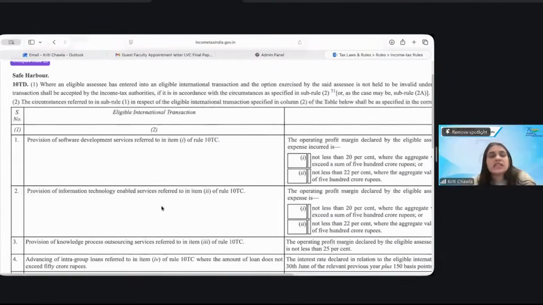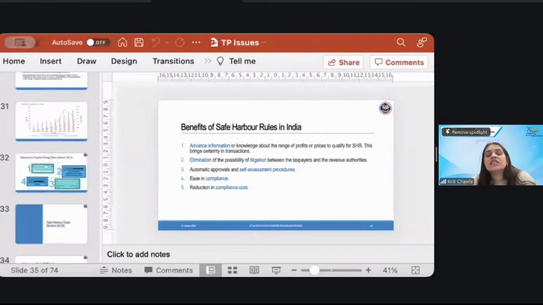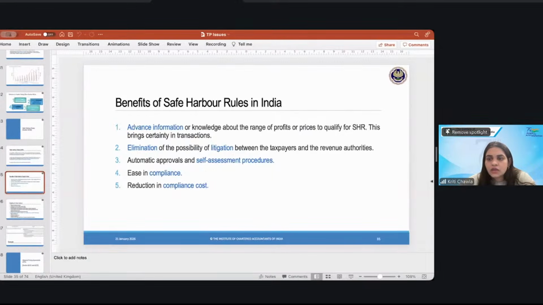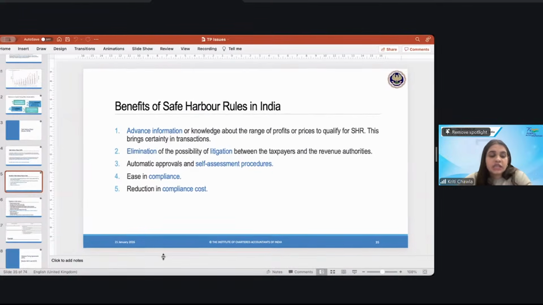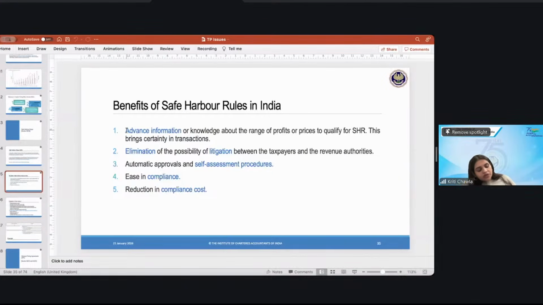So what I'm really trying to say is when it comes to these safe harbor rules, going back to this slide, this is what it actually talks about. These are the safe harbor rules. So from a generic perspective, these are the benefits that are offered for safe harbor rules in India. First thing is that there is advanced information or knowledge that is actually available. I think you could see the range of profits that are provided on the website itself to qualify for safe harbor. So that certainly brings in certainty in these transactions.